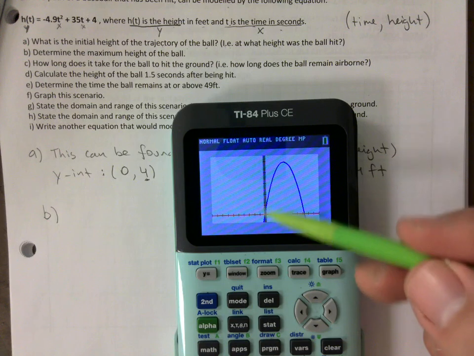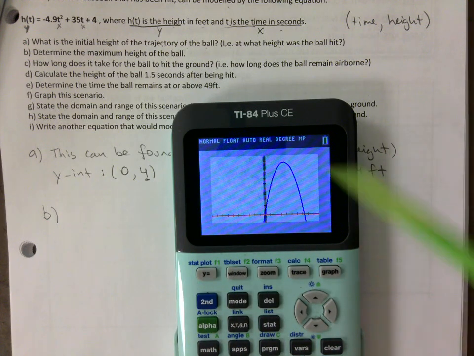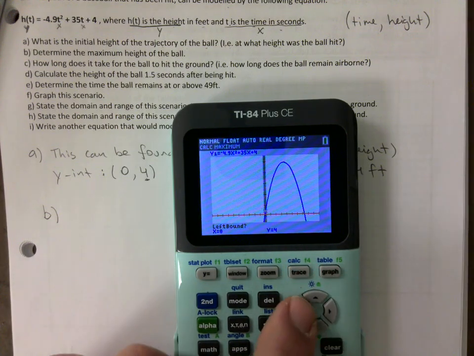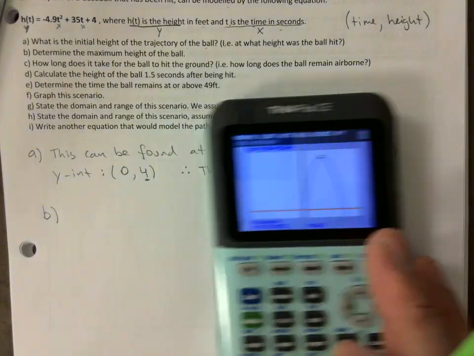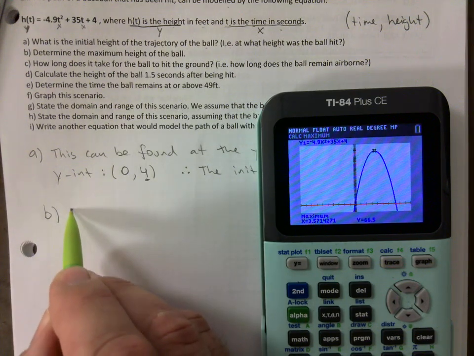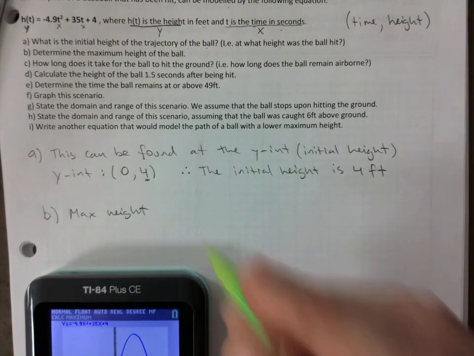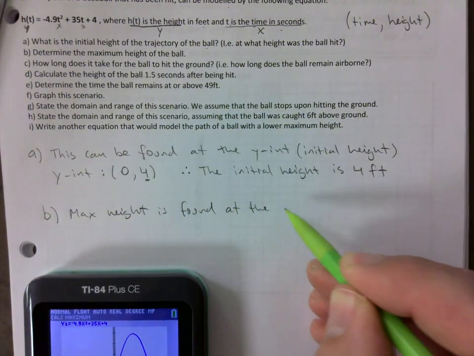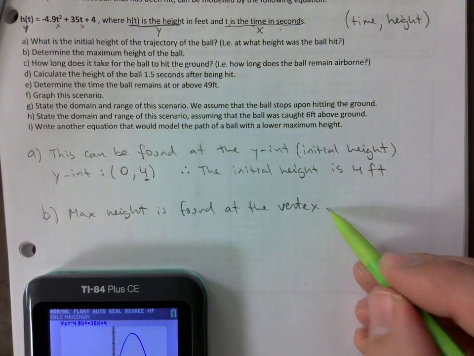This is a pretty good graph. You might argue I don't need to see this part. It doesn't matter. Let's go find our vertex. Second trace, this is a max, right? So you pick a point to the left, pick a point to the right, and there it is. I'm just going to say max height is found at the vertex.